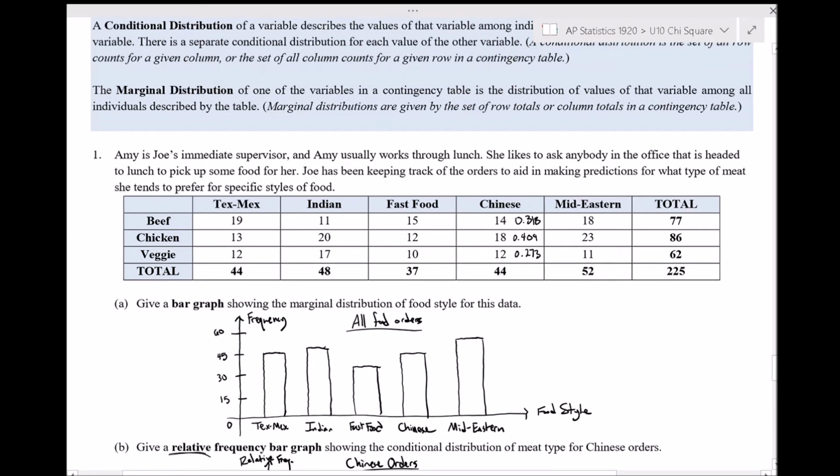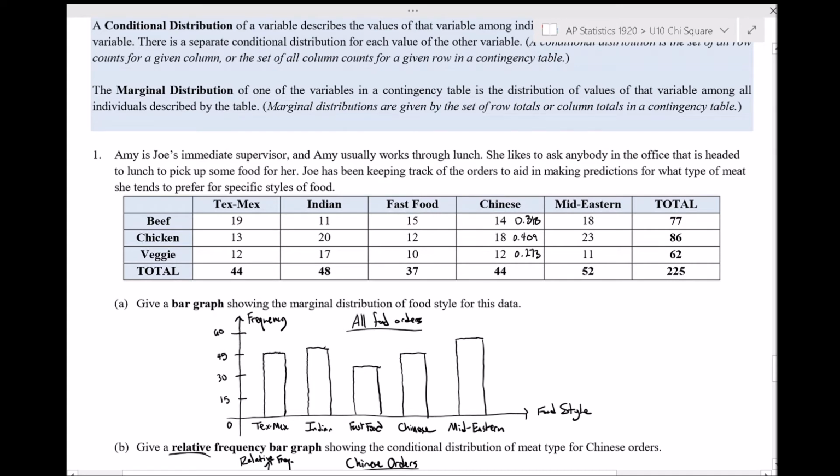So Joe's supervisor is Amy. Amy usually works through lunch. She likes to ask anybody in the office that is already headed out to lunch to pick up some food for her. So if somebody's going out already with the intention of ordering food and getting food, they more than likely already have the type of food or the style of food chosen. So today that person's getting Chinese food, let's say.